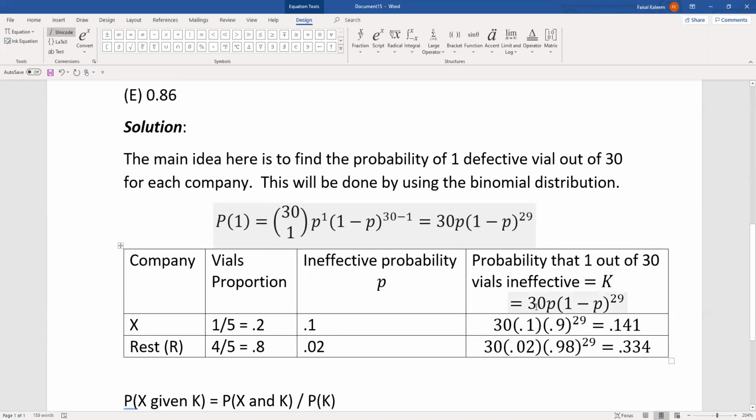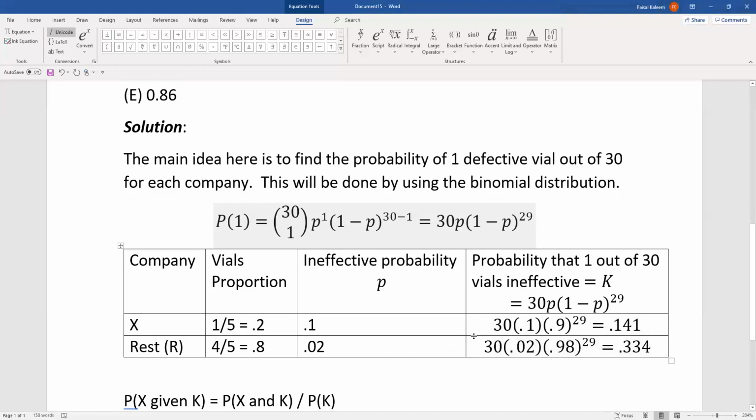formula as discussed. So for company X, it'd be 30 times 0.1, because little p is 0.1, and 1 minus 0.1 is 0.9, to the power 29, which equals 0.141. Similarly, for the rest, it would be 0.334.